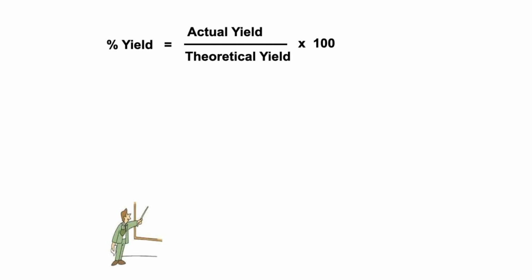Then, by using the formula for percentage yield, you substitute the actual yield, 5.5 gram, which comes from the question, over 7.137 gram you have calculated just now, times 100. So the percentage yield is 77.0%.